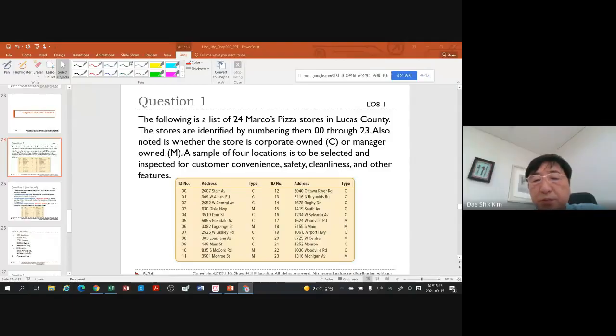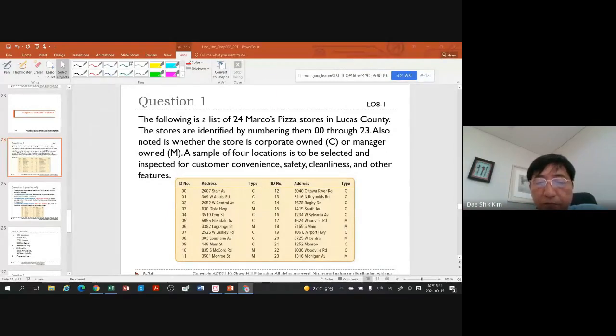Macro's Pizza stores in Lucas County. The stores are identified numbering 00 to 23. The two-digit identification number, 00 to 23, is used to identify different stores and so on. Also noted is whether the store is corporation owned or manager owned, individual owned.